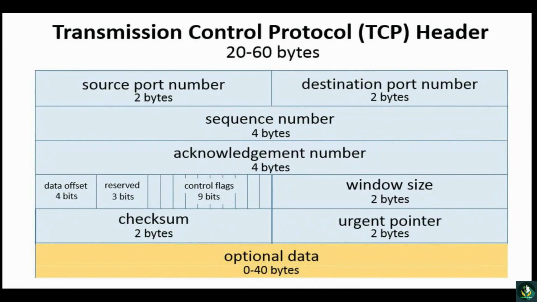So, the TCP header, Transmission Control Protocol header. It takes 20 bytes. Source port number takes 2 bytes. Destination port number 2 bytes. Sequence number 4 bytes. Acknowledgement number 4 bytes. Then data offset, reserved, control flags, window size, checksum 2 bytes, and urgent pointer 2 bytes.